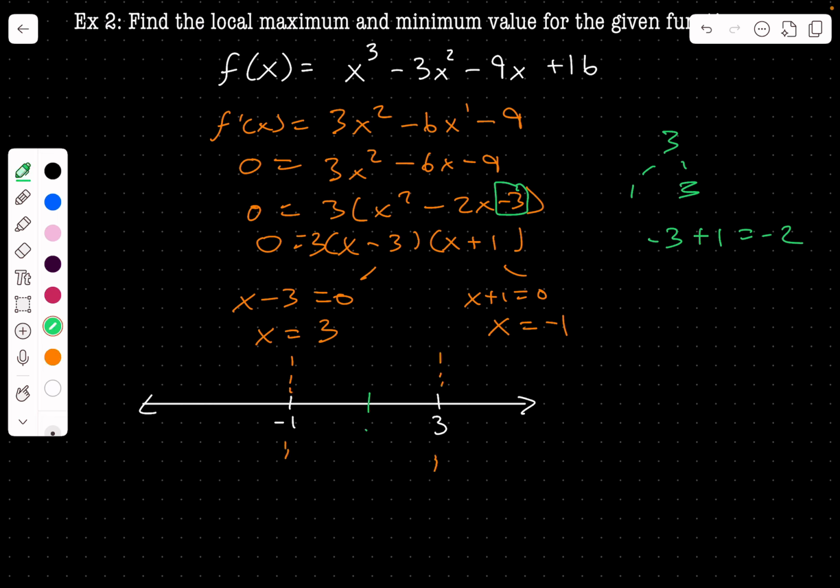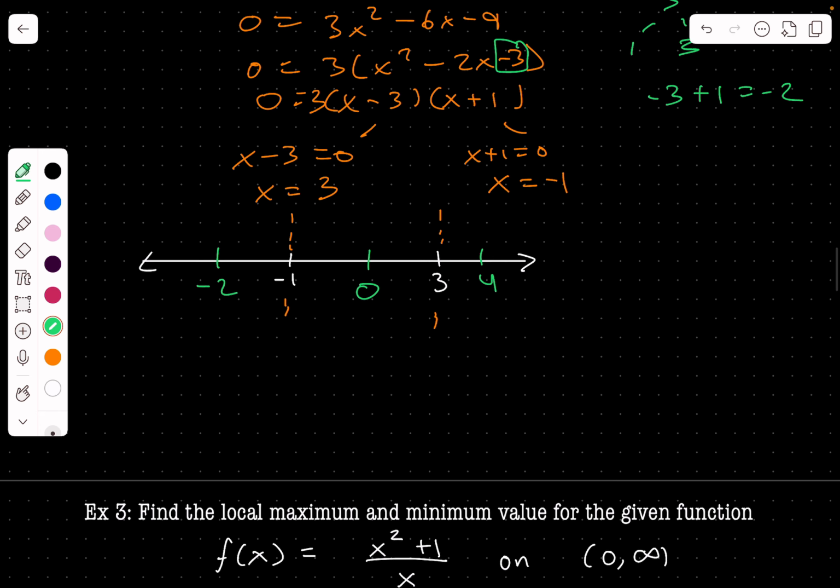I'm going to pick 0. That's always the easiest way to go about it. Then I'm going to pick the obvious choice over here, which is going to be negative 2. And then the obvious choice over here would be just 4. Getting as close as possible would be nice.